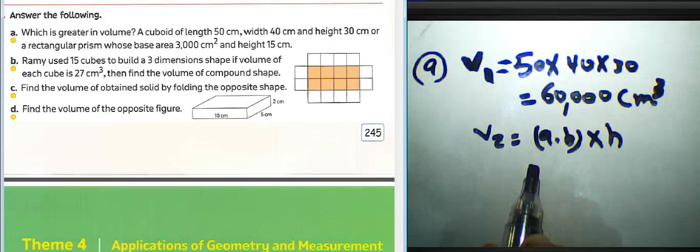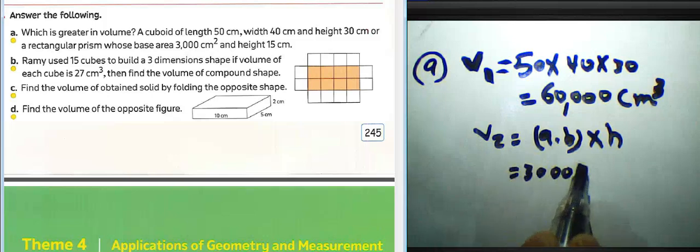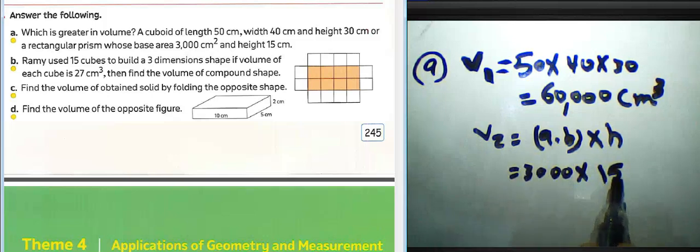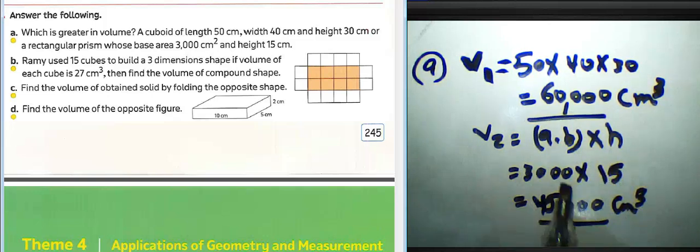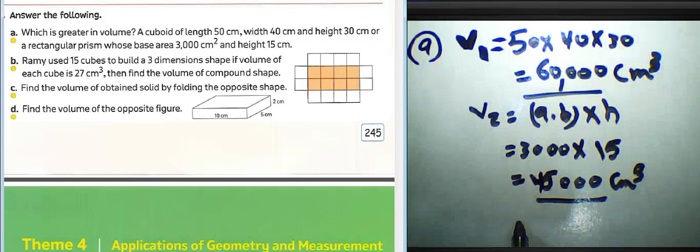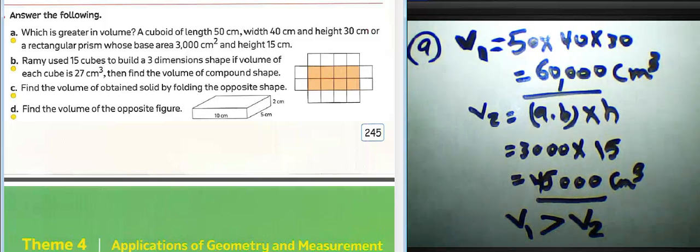And the volume 2, we can find the area of the base multiplied by height. The area of the base equals 3000 and height was 15 centimeter. So the result will be, we can write 30 here, and 3 times 15 equals 45. The result will be 45,000 cubic centimeter. Okay, which is greater? First or the second? 60,000 is greater, so volume 1 is greater than volume 2.